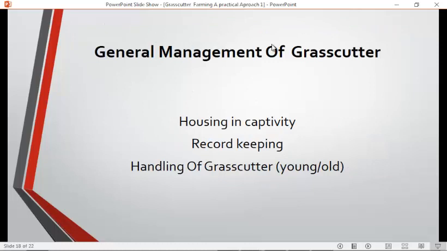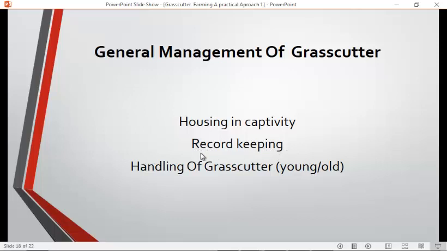Now, general management of grasscutter. When you want to manage grasscutter, the things you must have in place are housing in captivity. You must put them in captivity. The intensive method is actually the best for people who want to go into real farming. You have to put them in captivity, and very, very important, record keeping. Once your grasscutter comes in, you must do proper record keeping.